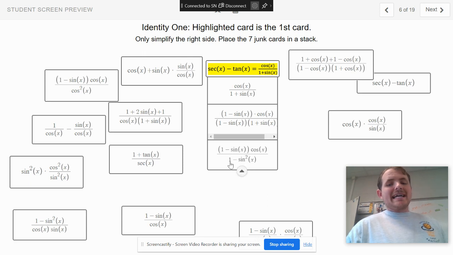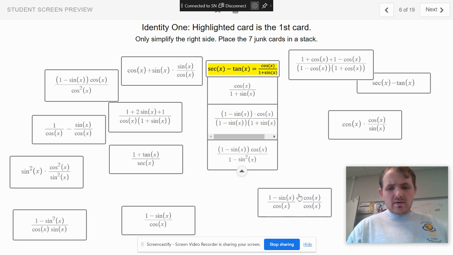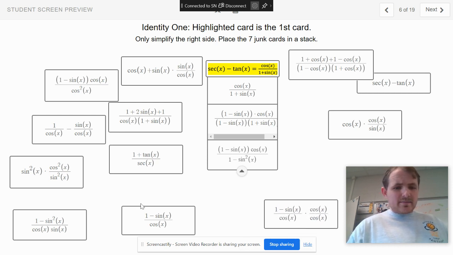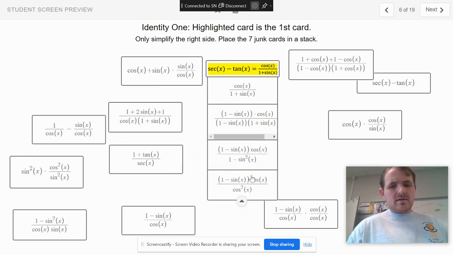So that bottom, I see a 1 and I see a sine squared. So what are they probably going to make that bottom turn into? Probably cosine squared, because cosine squared plus sine squared is 1. So I'm looking for a cosine squared on the bottom anywhere, and I see it right here.